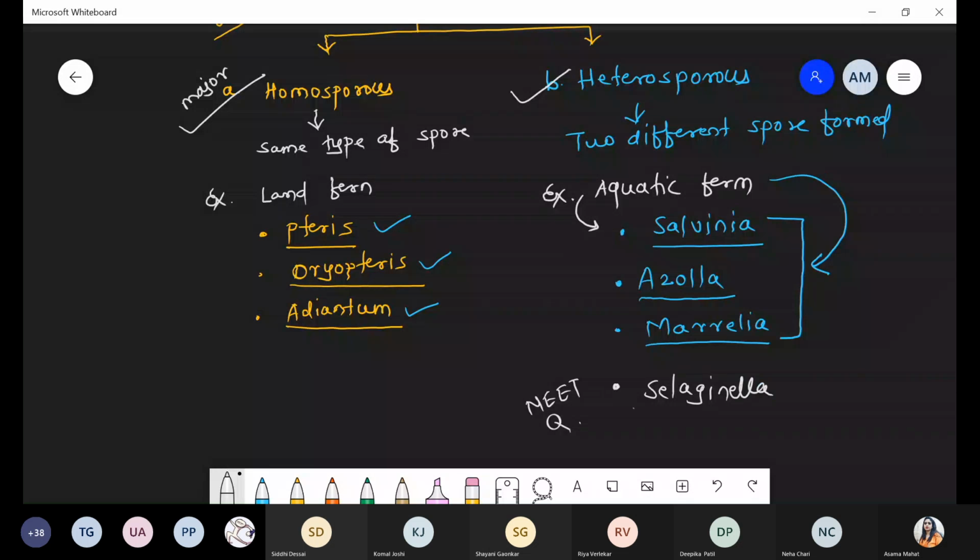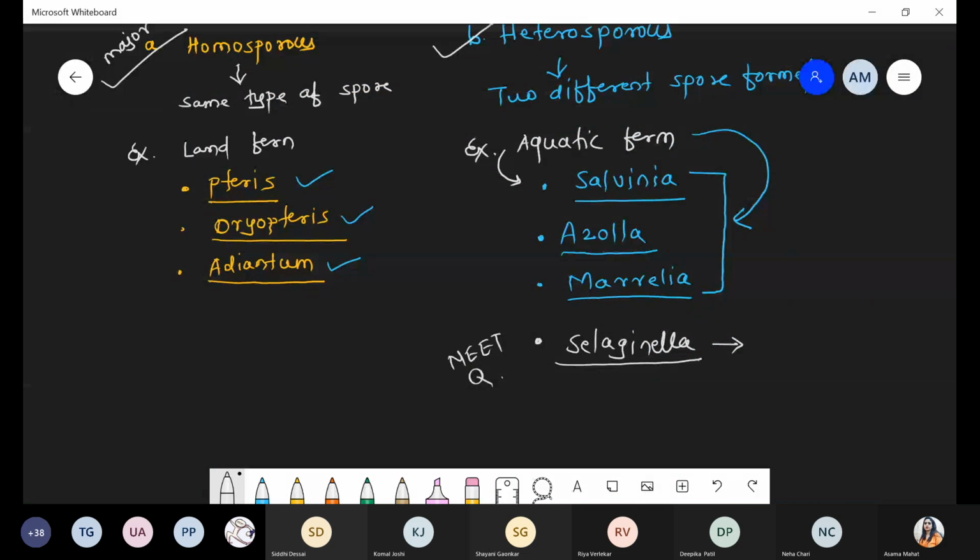But please remember, Selaginella is not a fern. It does not belong to the fern category. They don't have ornamental leaves. They don't have large size leaves. So Selaginella is an example of heterosporous. Yes, heterosporous is present, but please make sure that Selaginella is not a fern. Because we clearly said here, aquatic fern, heterosporous condition, it is mostly common in the aquatic fern. So Salvinia, Azolla, and Marsilea, all these three are examples of the aquatic fern, but Selaginella shows the heterosporous condition and it is not an example of fern. Clear? This point is clear.